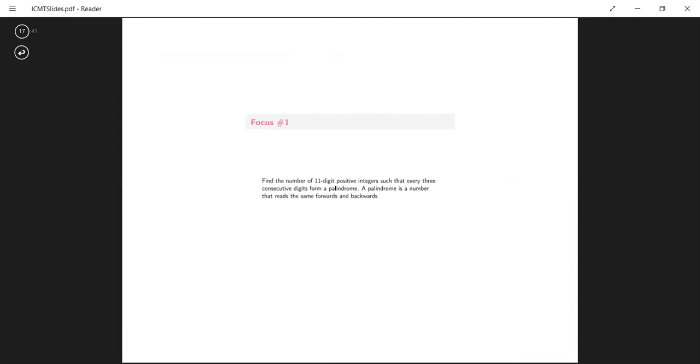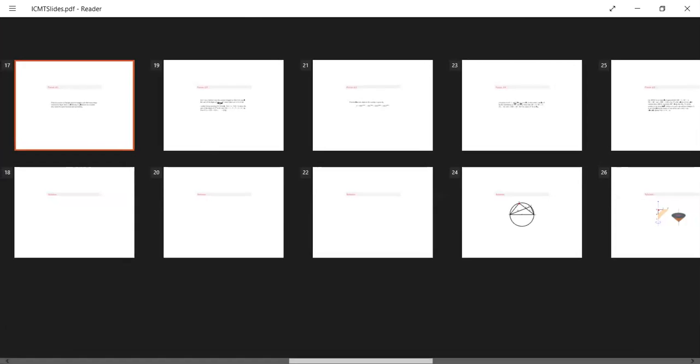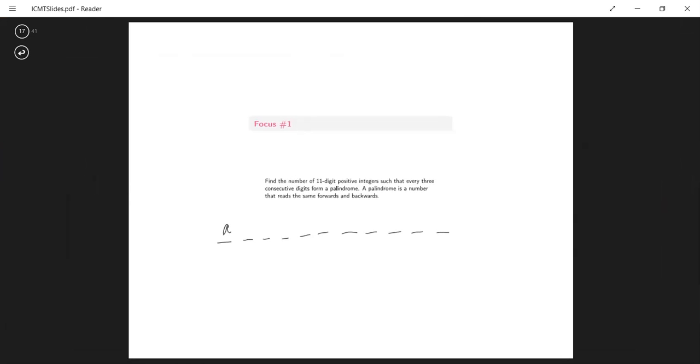So now we'll go over focus number 1. The question asks, find the number of 11-digit positive integers such that every 3 consecutive digits form a palindrome. And a palindrome is a number that reads the same forward and backward. So basically, you can just draw out the 11 digits. Let's say the first digit is A. We need to have every 3 consecutive digits forming a palindrome.